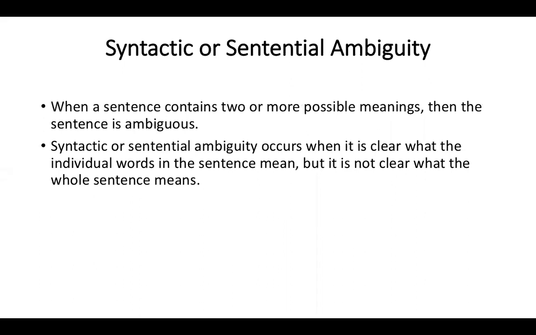Then we have syntactic or sentential ambiguity. When a sentence contains two or more possible meanings, then the sentence is ambiguous. Syntactic or sentential ambiguity occurs when it is clear what the individual words in a sentence mean, but it is not clear what the whole sentence means.